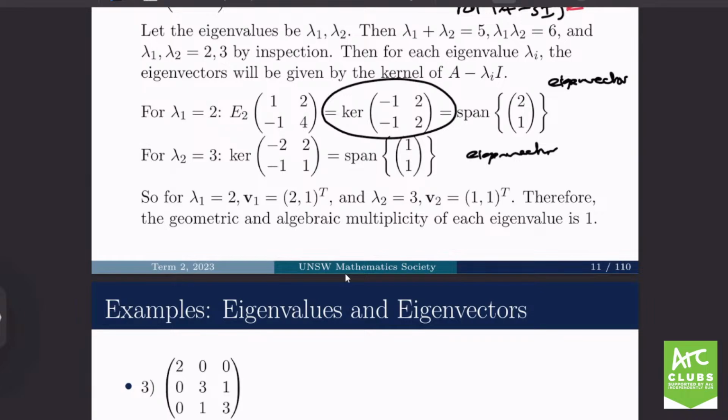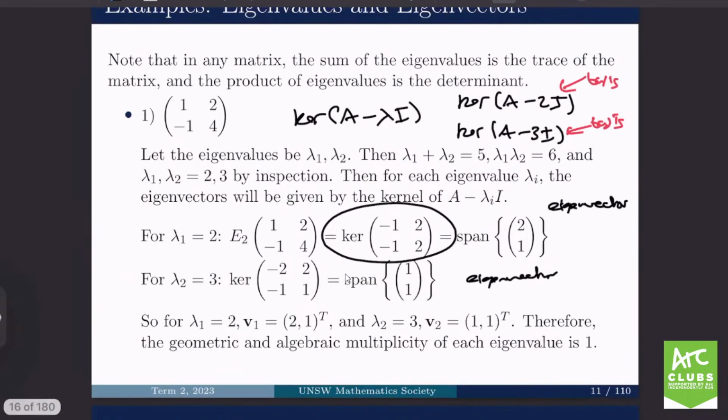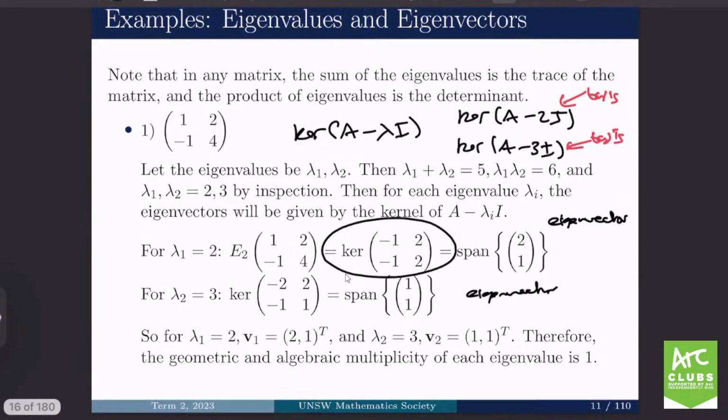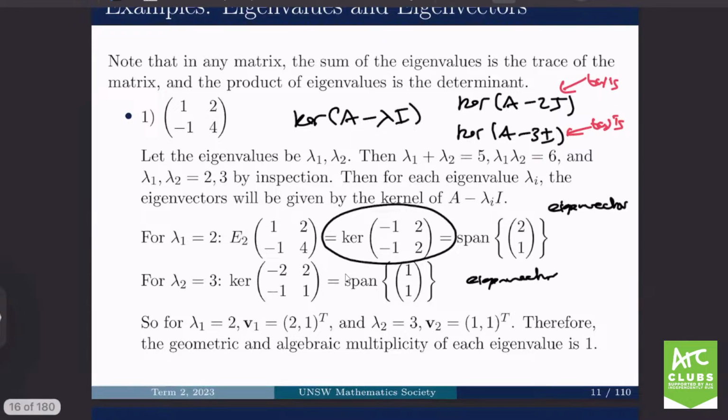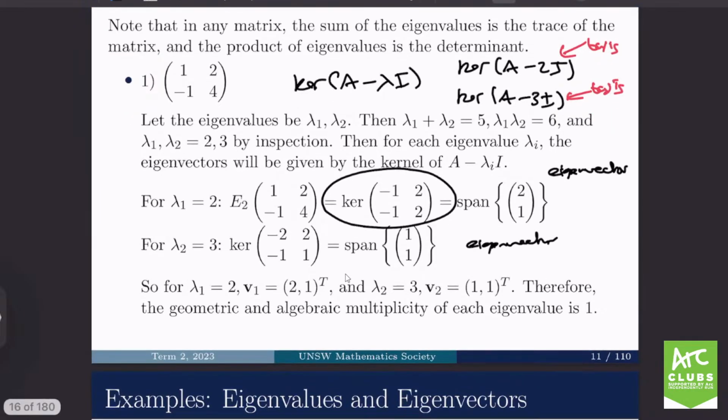Okay, so now we want to find the algebraic and geometric multiplicities. You can see that the geometric multiplicities are both 1. We know that the geometric multiplicity is less than or equal to the algebraic multiplicity. Further, if we add the algebraic multiplicities, we get 2, so each of the algebraic multiplicities has to be 1 as well. So they're 1 and 1 for the algebraic and geometric multiplicities respectively.